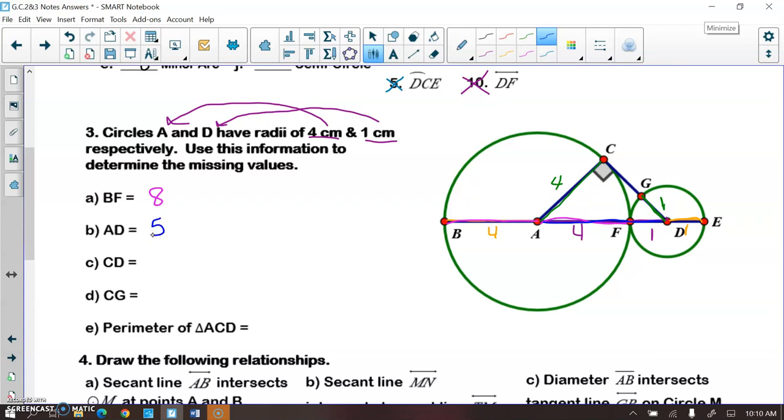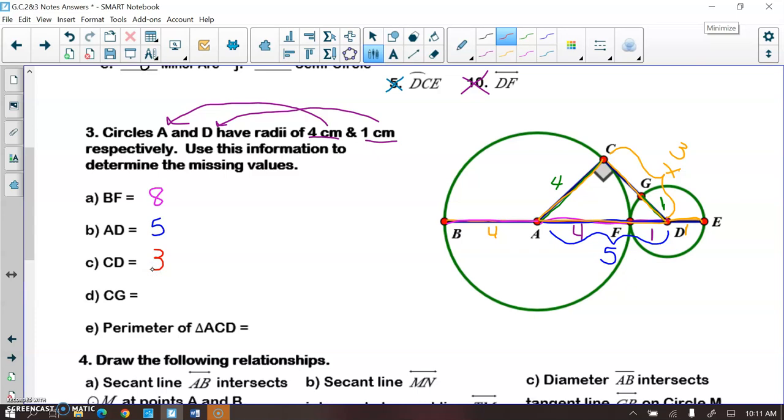CD, this is one that we don't have that we're going to need to find. So what I'm going to do is use this right triangle, and I'm going to label CD as X. And so remember, AD is 5. This right triangle is a Pythagorean triple. This is a 3, 4, 5 Pythagorean triple. So X is 3. So if X is 3, that means that CD is 3. And that's what they wanted you to find.